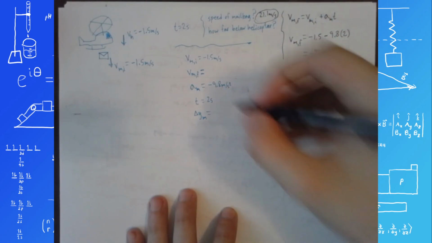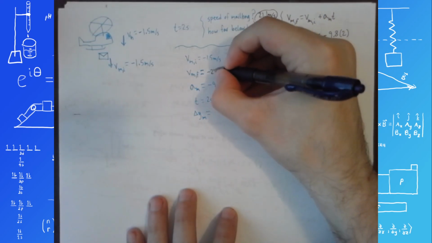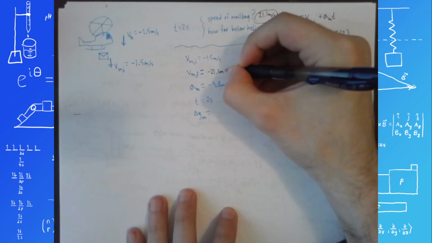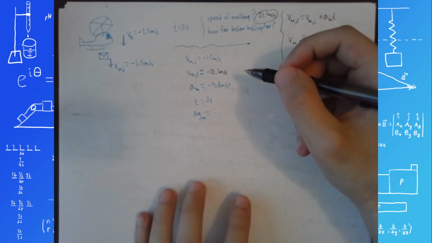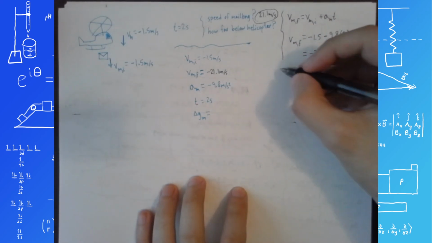Okay. Next, the question is, how far below the helicopter is it? Well, clearly we need to calculate delta y of the mailbag here, but there's a twist. There's something that a lot of students will miss here. See if you can figure it out while we solve for delta y of the mailbag.